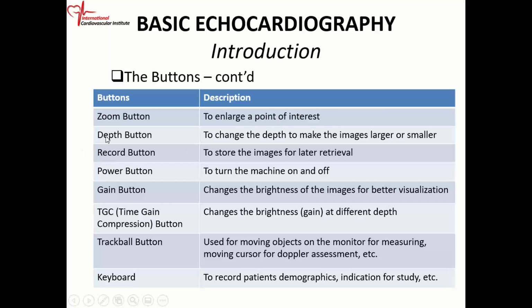And all machines have a record button. So you're going to store the image for later retrieval. Power button to turn the machine on and off. Gain button just to change the brightness of the image, because sometimes the image is very dull and you want to brighten it. So you can use the overall gain button to change the brightness. If you want to just change the brightness of a specific area, there's something you call the TGC, time gain compression button, okay? And you manipulate that and you can change the brightness at different areas, different depth.